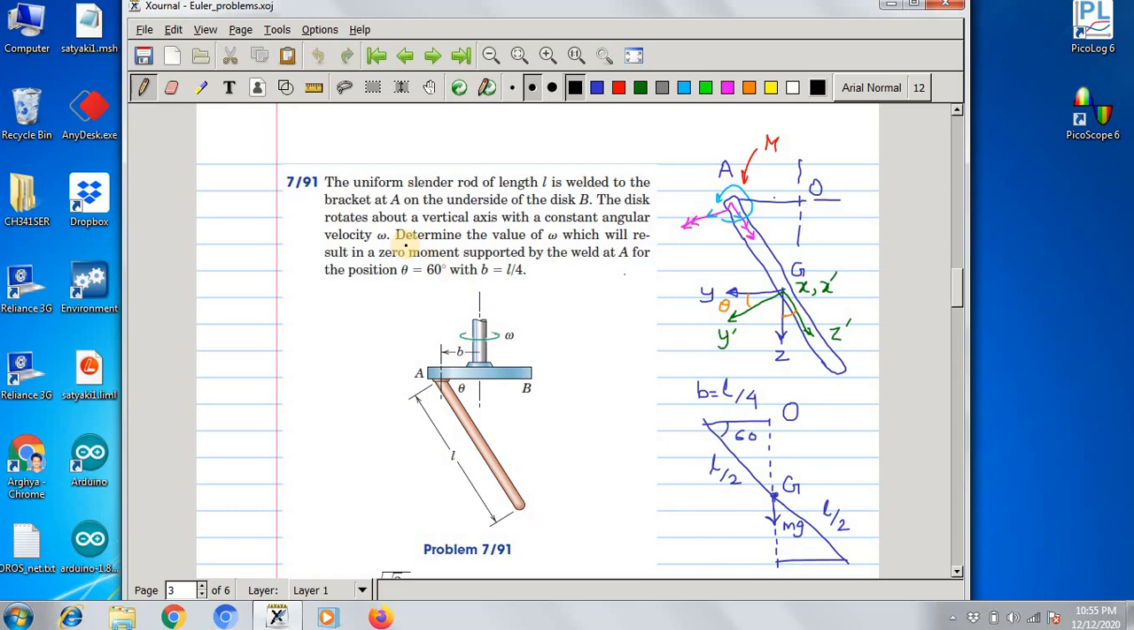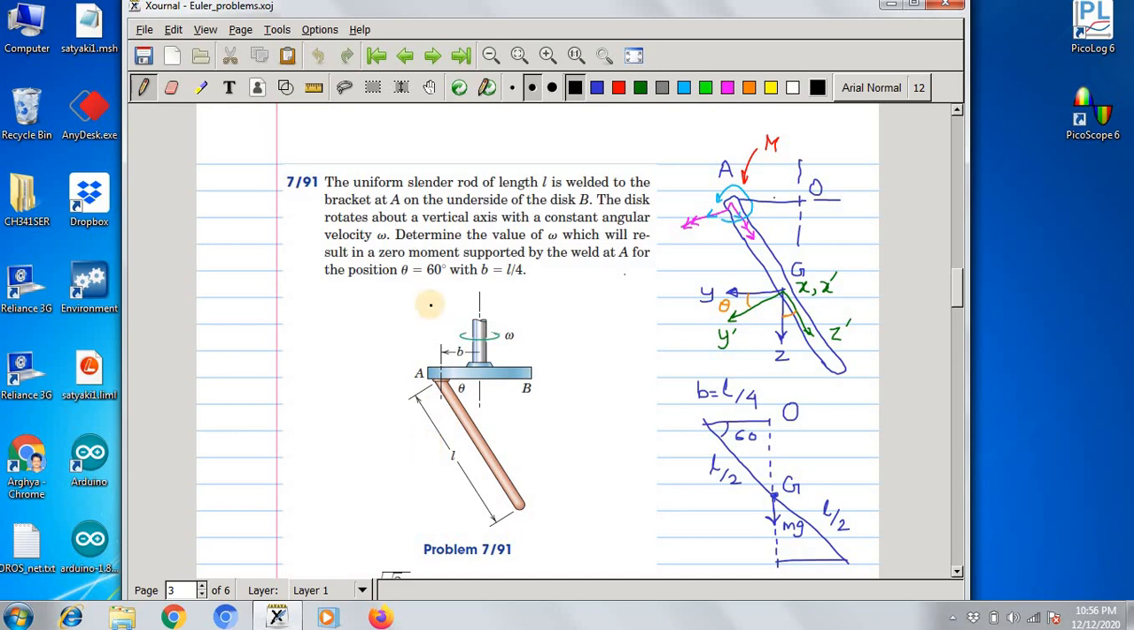Now the disk rotates about a vertical axis with a constant angular velocity omega. Determine the value of omega, which will result in a zero moment supported by the weld at A for the position theta equal to 60 degree with B equal to L by 4. Means when B equal to L by 4 and theta equal to 60 degree, for what omega there will be no moment reaction on this slender bar at A.